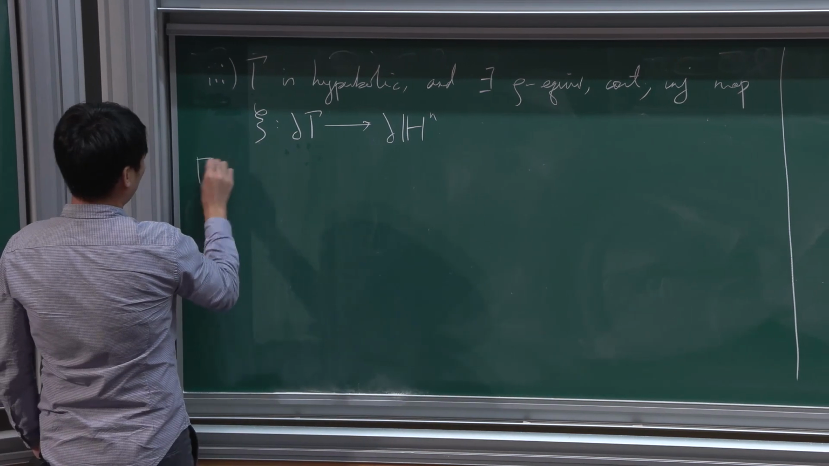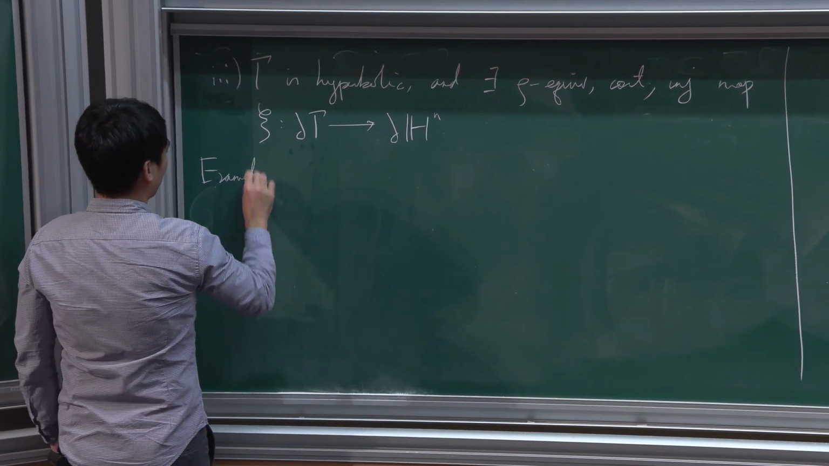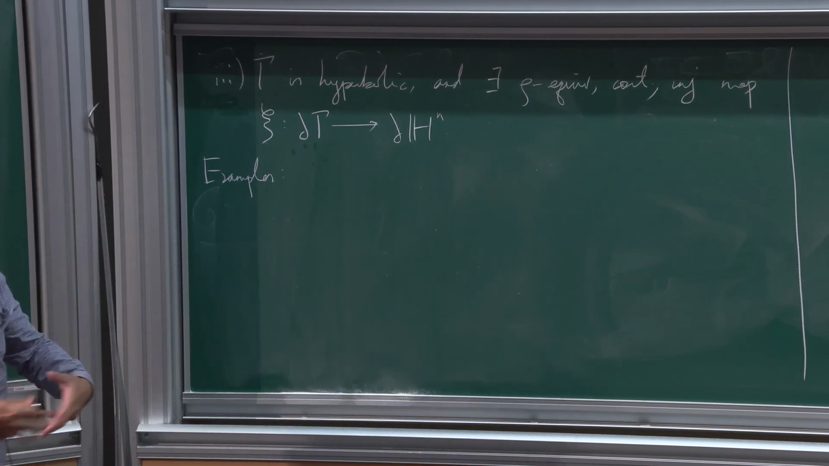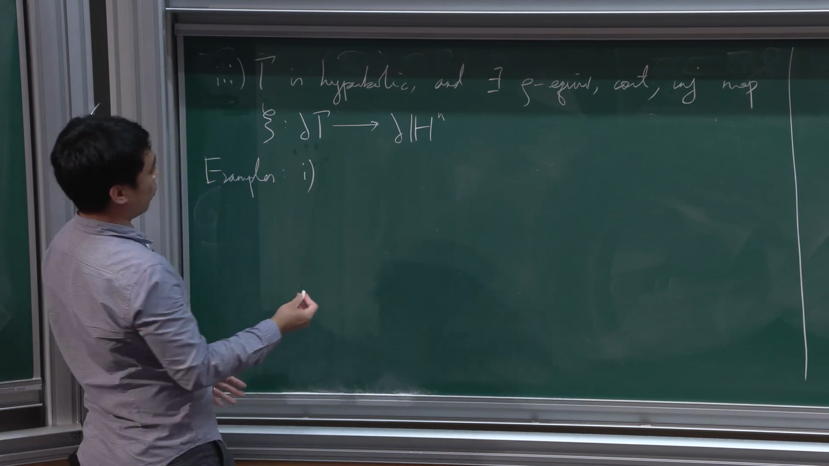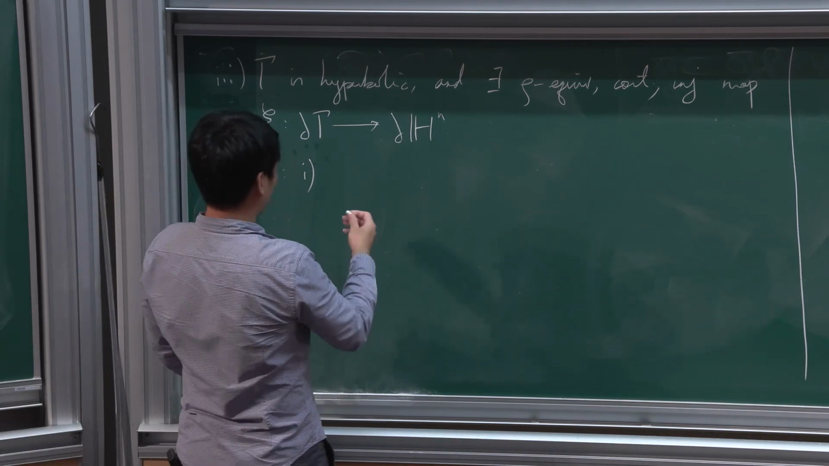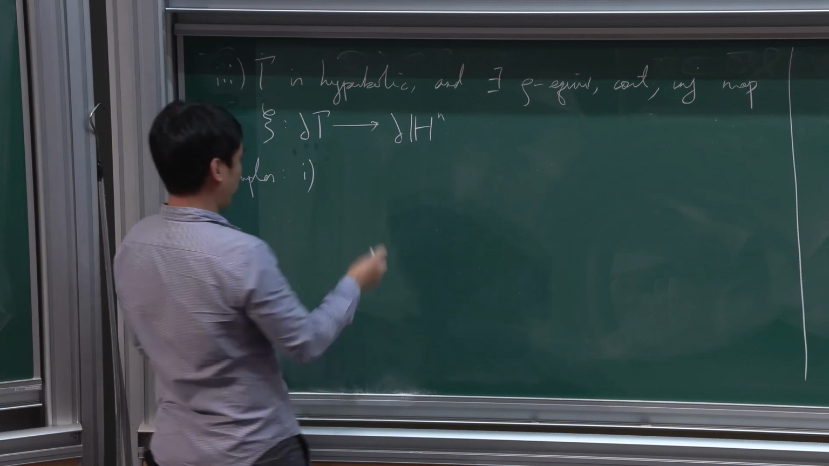What about the flexibility? Okay, so let me just show you some examples and also ways to build examples from existing examples. Of course the most obvious example is you take any uniform lattice in Isom(Hn).